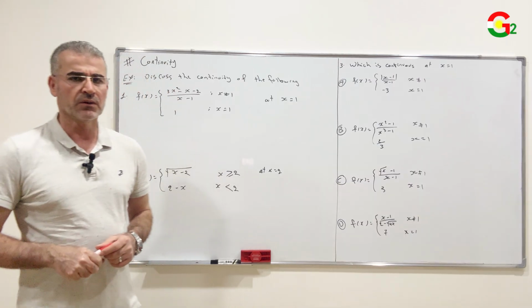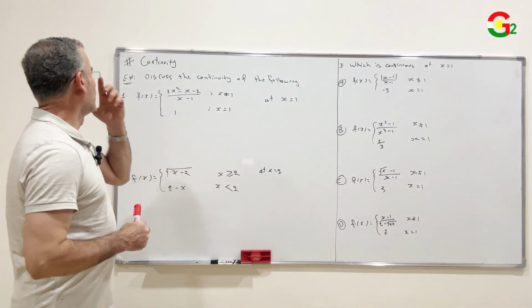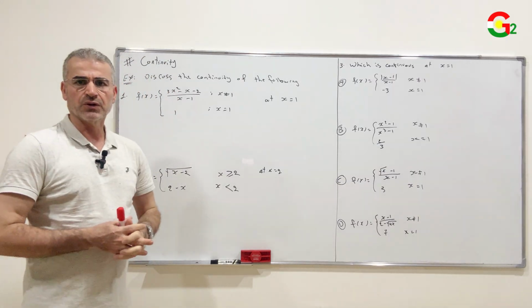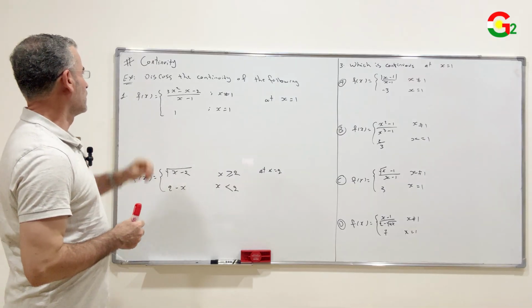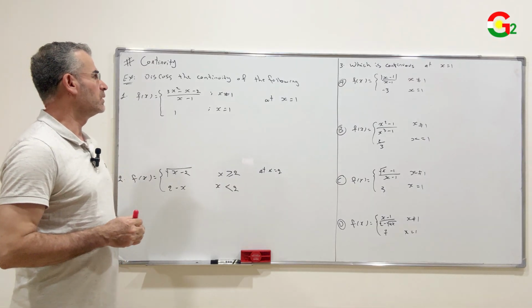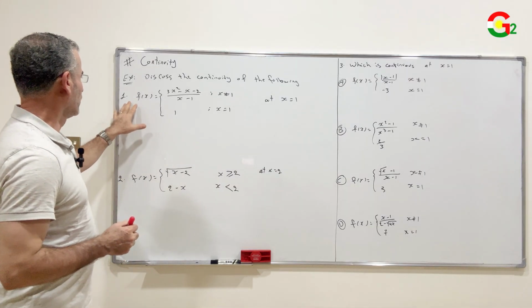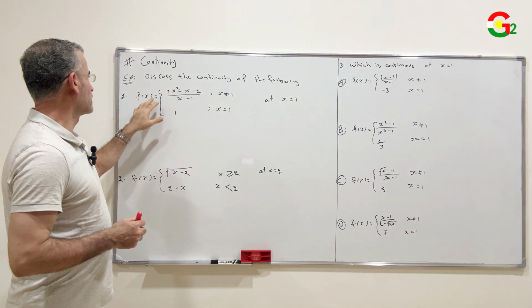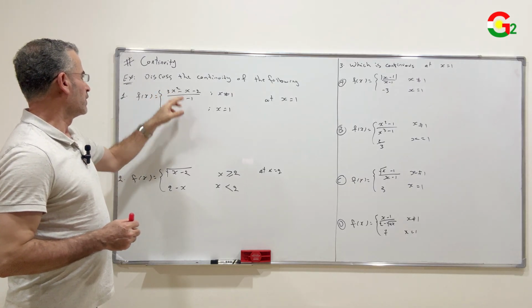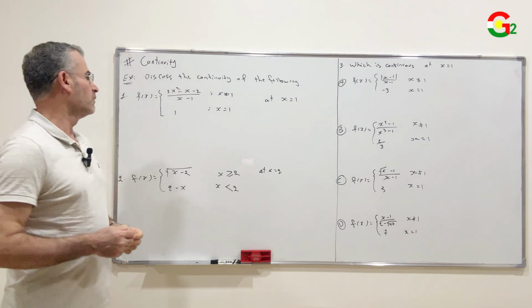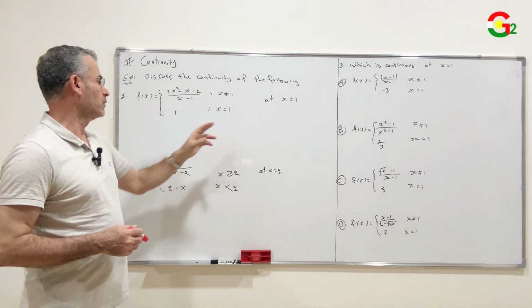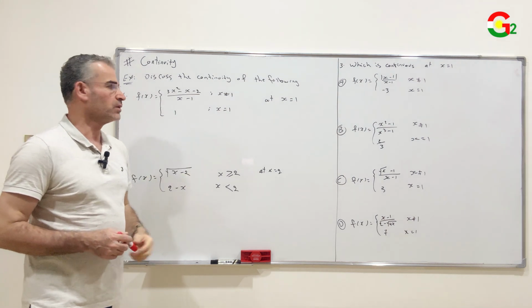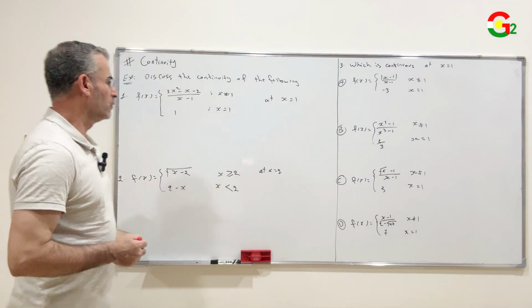In this lesson I'll complete the subject of continuity. Example: discuss the continuity of the following. Number 1, f of x equals (3x² − x − 2)/(x − 1) when x is not equal to 1, and 1 when x equals 1, at x = 1.